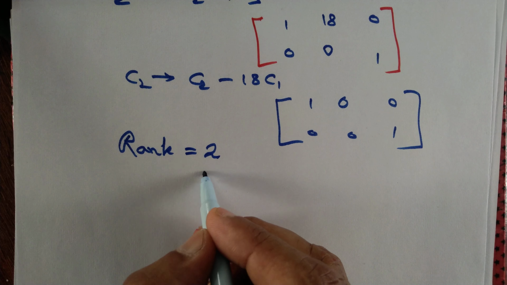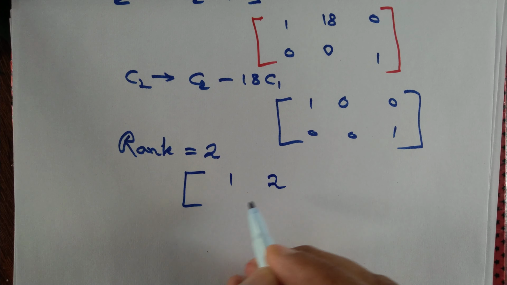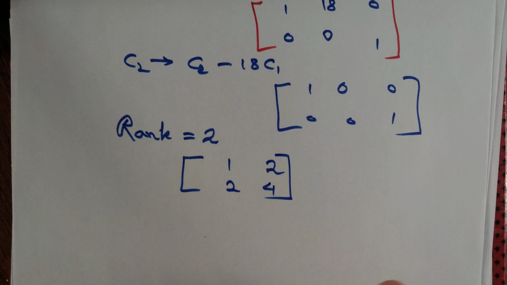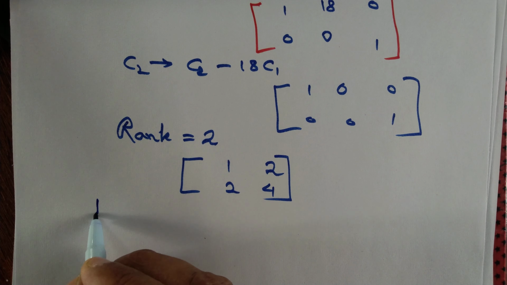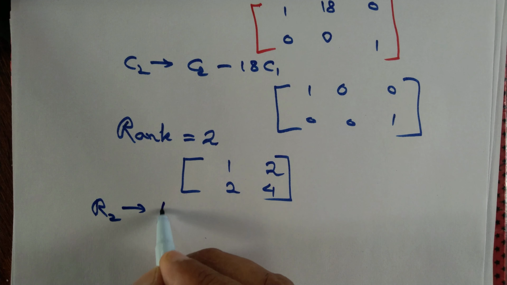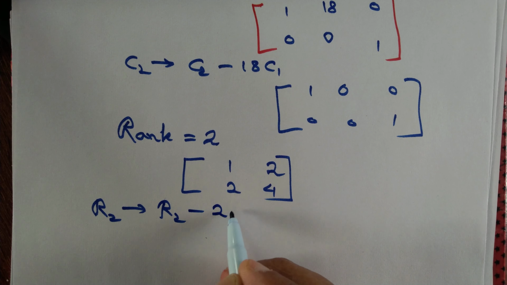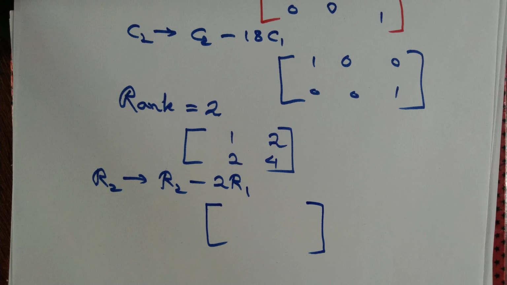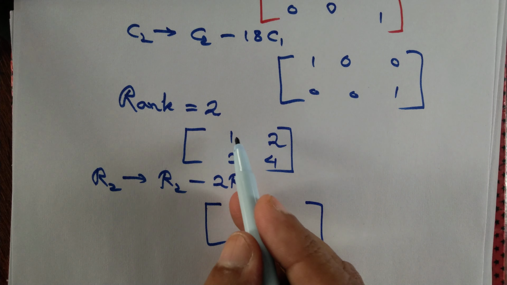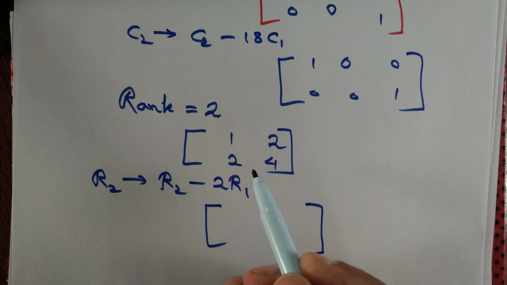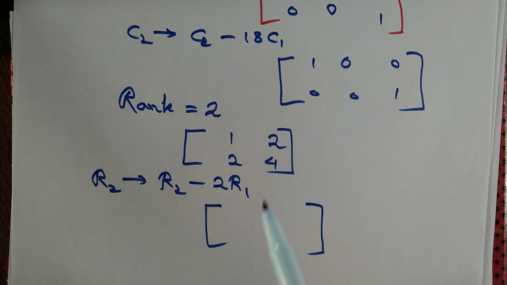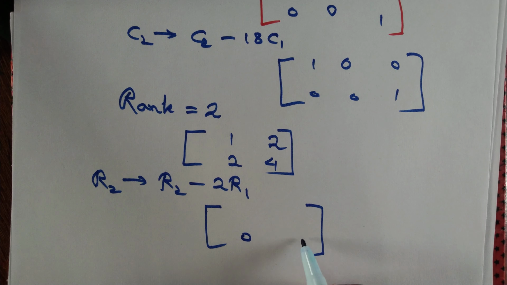Let's take another example. 1, 2, 2, 4. Let us find the rank of this matrix. We apply the operation R2 is R2 minus 2 times R1. When we do so, that means we are subtracting double the first row from the second row. 2 minus 2, that's 0. 4 minus 4, 0. Oh.